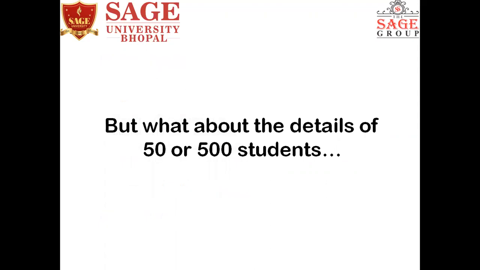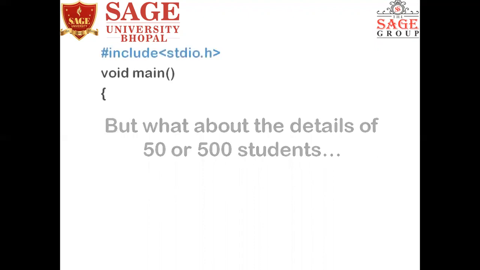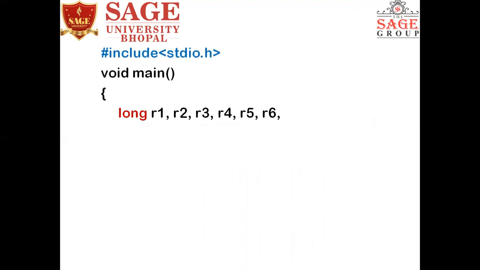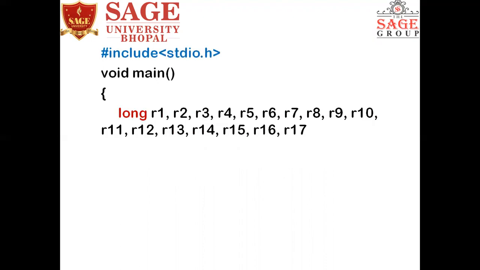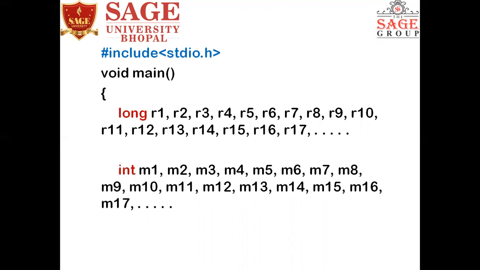But what about the details of 50 or 500 students? Now suppose you want to print the roll number and marks of 500 students. You are supposed to declare 500 variables for roll number and 500 variables for marks. But this is not a feasible solution. So can we do this?